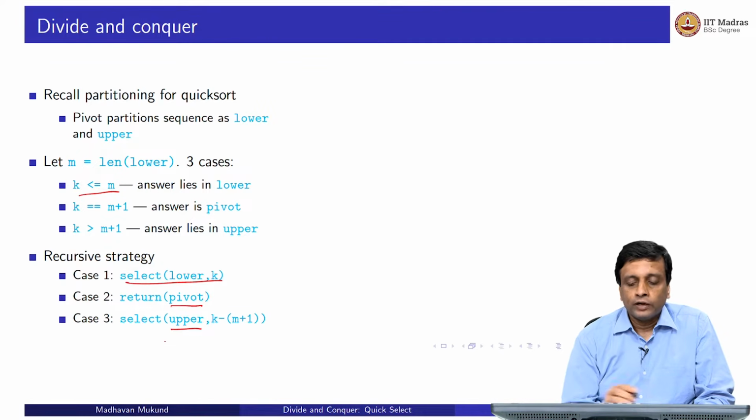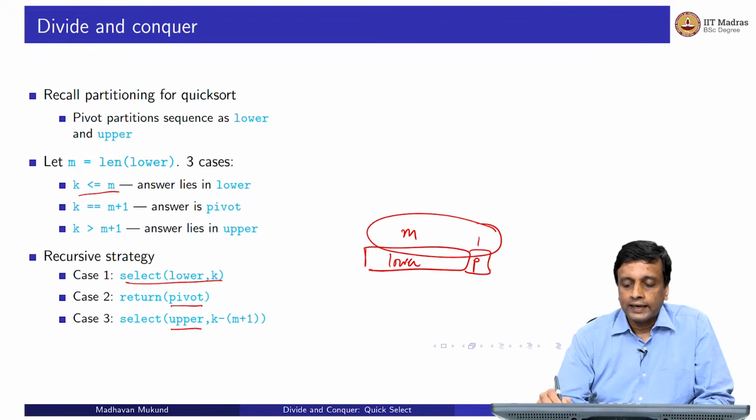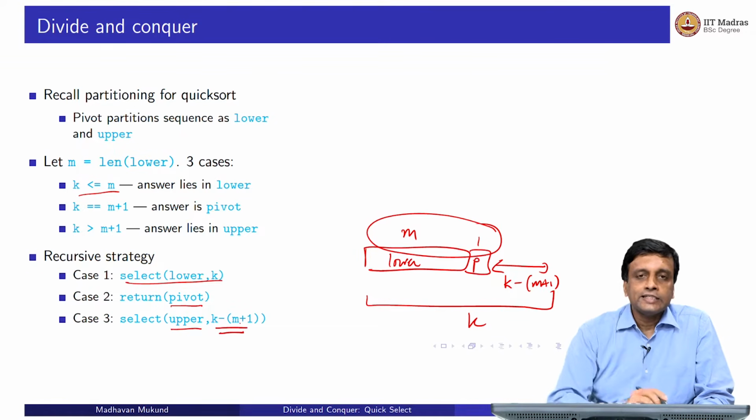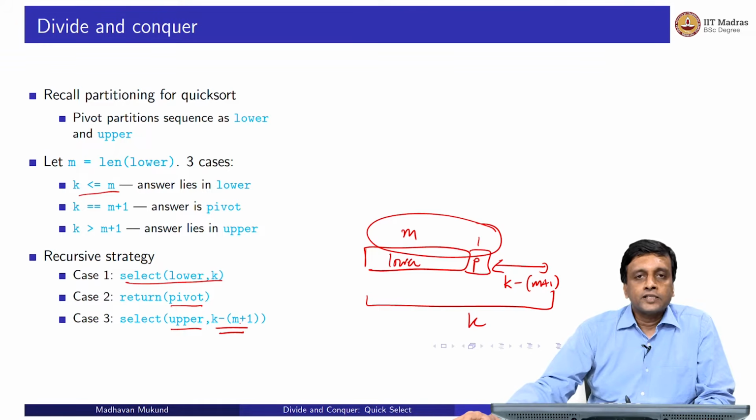And finally, if it is bigger than m plus 1, we must select the upper one, but now we must change the value we are looking for, because we have this lower set, right. So, this is m and we have this one element which is the p. So, we have to subtract. Now we are looking for the kth element overall, but we are looking from here onwards, we want a value which is k minus m plus 1, right. So, we must change the position that we are looking for from k to k minus m plus 1, because we are now looking beyond the pivot.